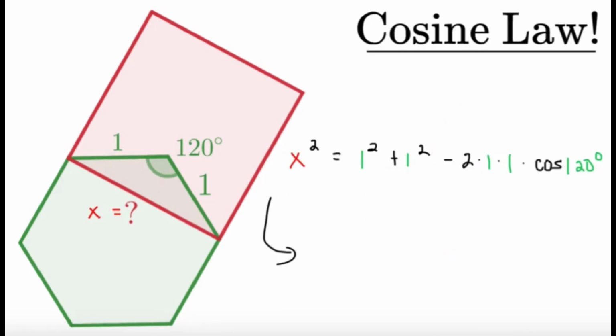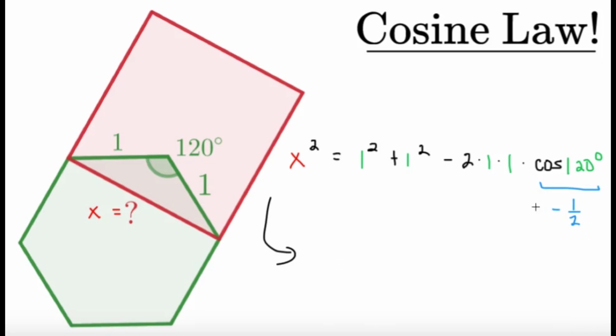So by the cosine law, we'll have x squared equals 1 squared plus 1 squared minus 2 times 1 times 1 times cosine of 120 degrees. And luckily for us, 120 degrees is one of those special angles, so cosine 120 is a pretty nice value of -1/2. So there we go. All we have to do now is solve for x.